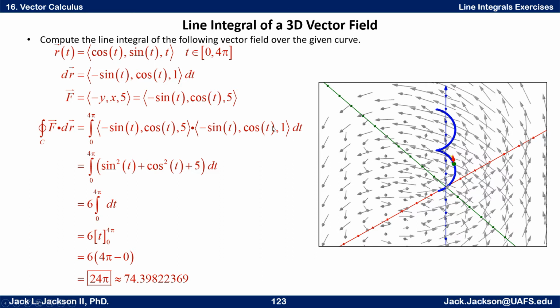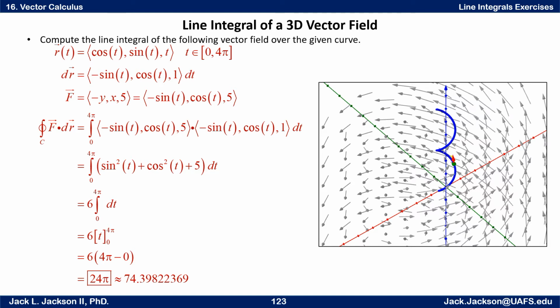So now we've got it almost into a calculus 1 integral. Once we do this dot product, we'll have it. Minus sine of t times minus sine of t is sine squared t, plus cosine of t times cosine of t is cosine squared t, plus 5 times 1 is 5. Sine squared t plus cosine squared t is 1. 1 plus 5 is 6, which I can bring out front. And that reduces down to an extremely nice integral for us to work out.